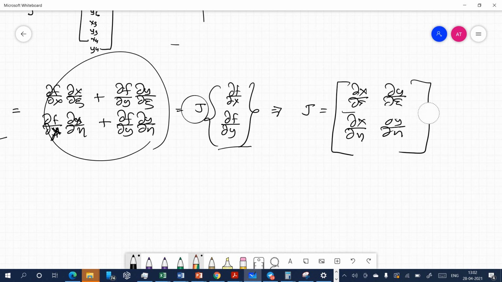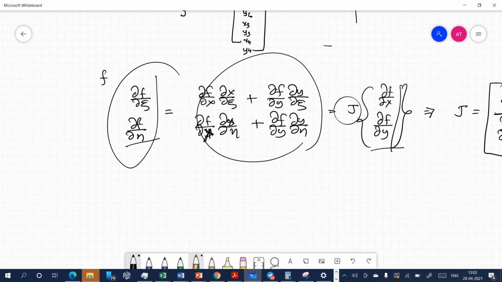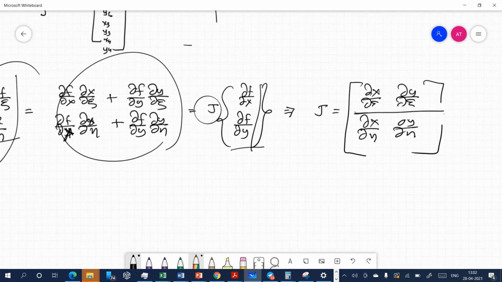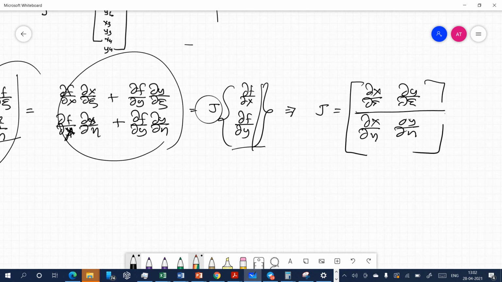Isn't it? So you multiply this with this, and you will get this. Okay, so you see this will be del x by del zeta into del f by del x, that is first term, plus this into that second term, and then you want to find out this term, so you multiply this with this.